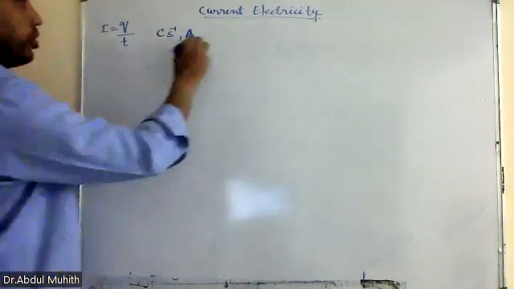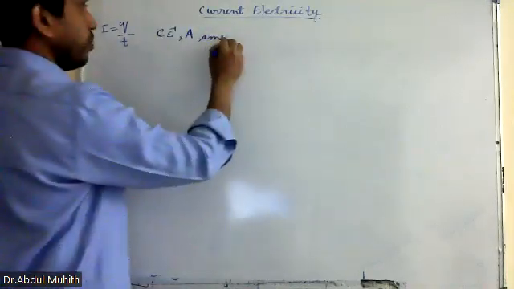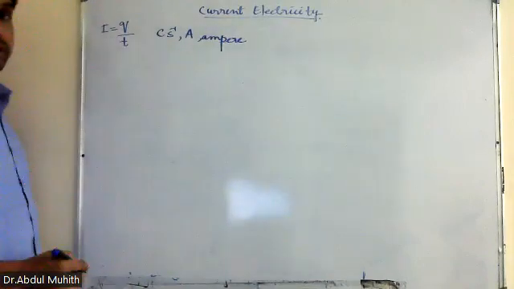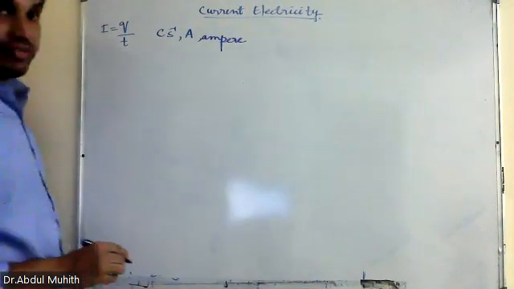If you don't write ampere in full, this is wrong. Do not write AMP. If you want to write the full name, write ampere. This is the way of writing. AMP is a different thing.